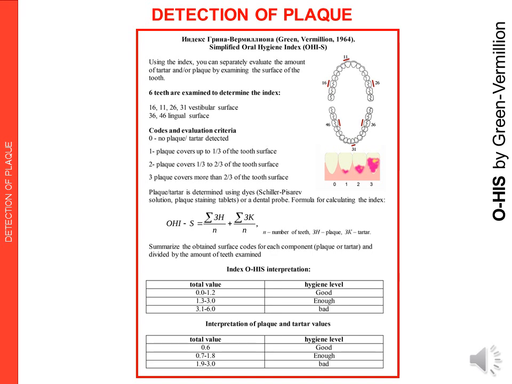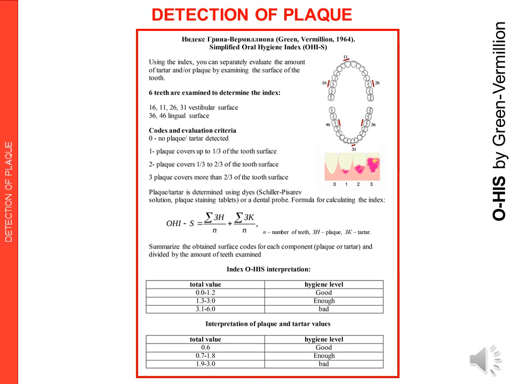1.6, 1.1, 2.6 and 3.1 we examine on the vestibular surface, and 3.6, 4.6 on the lingual surface. We dye these teeth and examine them.